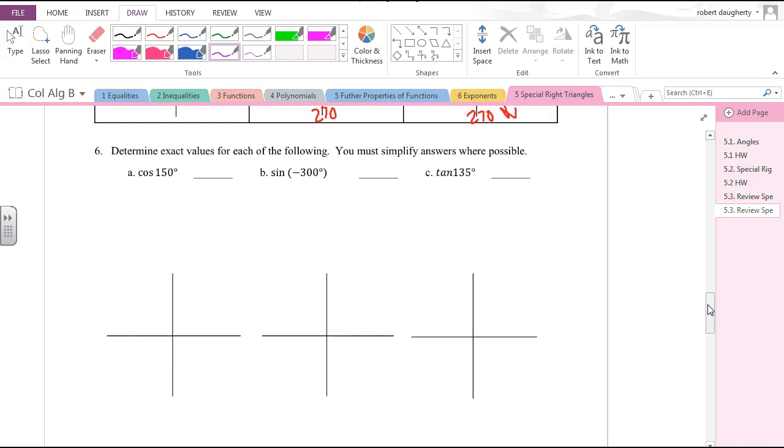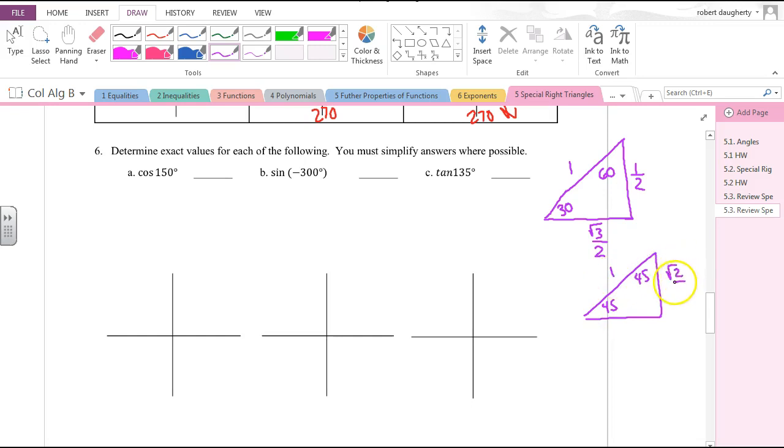Now, the next thing is talking about using those special right triangles we started out with, okay? So remember, we talked about a 30, 60, 90. If that's 30 and 60, this is 1/2, square root of 3 over 2. And if I had a 45, 45, that's 1, square root of 2 over 2, square root of 2 over 2, okay?